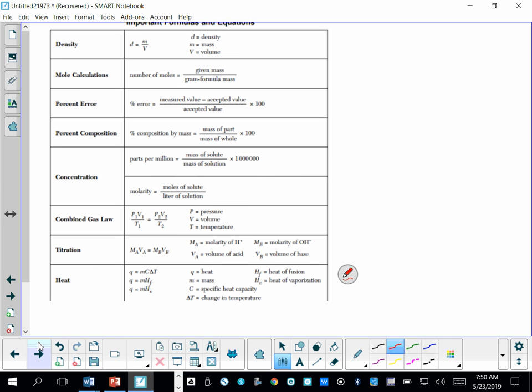And then the very last page of the reference table, all our calculations, we're just going to make a note on a few of them. Combined gas law, temperature has to be in Kelvin, so we're going to make a note there. For titration, we're going to add in number of H's times MAVA equals number of OH's times MBVB. Heat, we're going to write table B right next to, in the same box where it says heat, as a reminder that we have those constants there. Q equals mc delta T, change in temp.